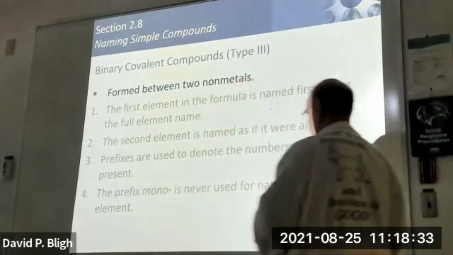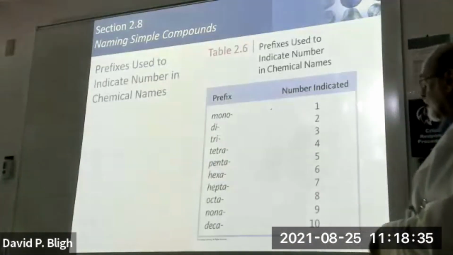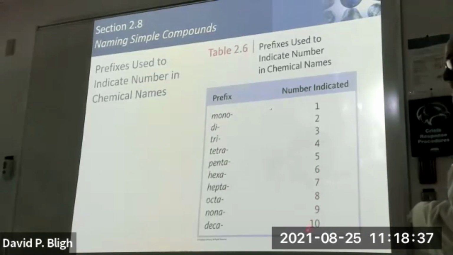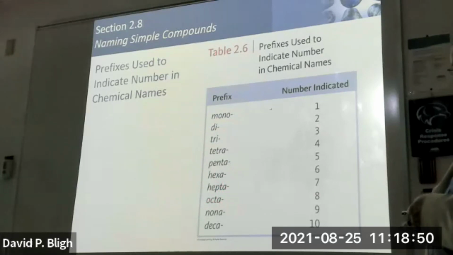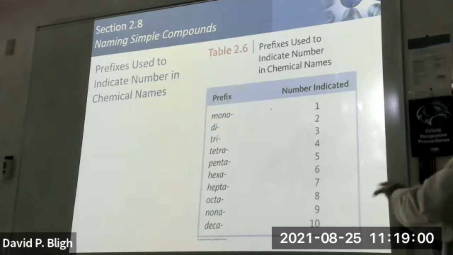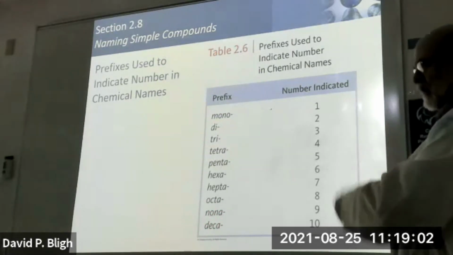So what are your prefixes? If you don't already have them memorized, we're only going to go up through 10. So these prefixes are mono for 1, di for 2, tri, tetra for 4, penta for 5, hexa for 6, hepta for 7, octa for 8. Everybody knows octane. Octane rating of your gasoline, that's where they get it, octa. And nona and deca is 10. They go way beyond that, but this is where we're going to stop.